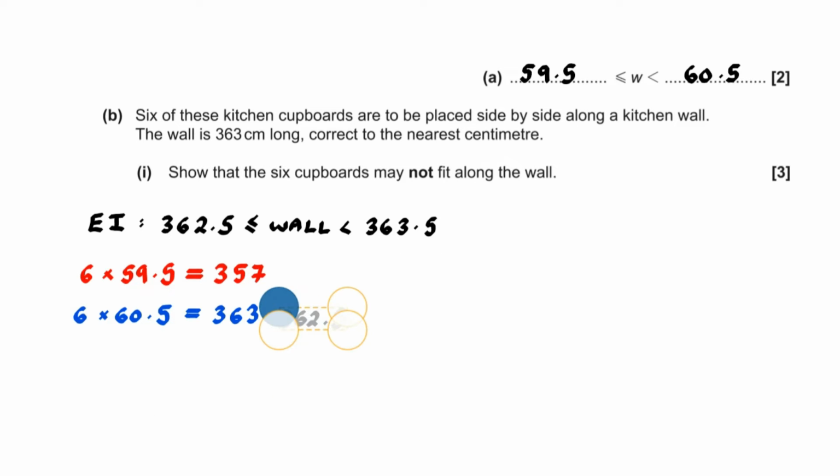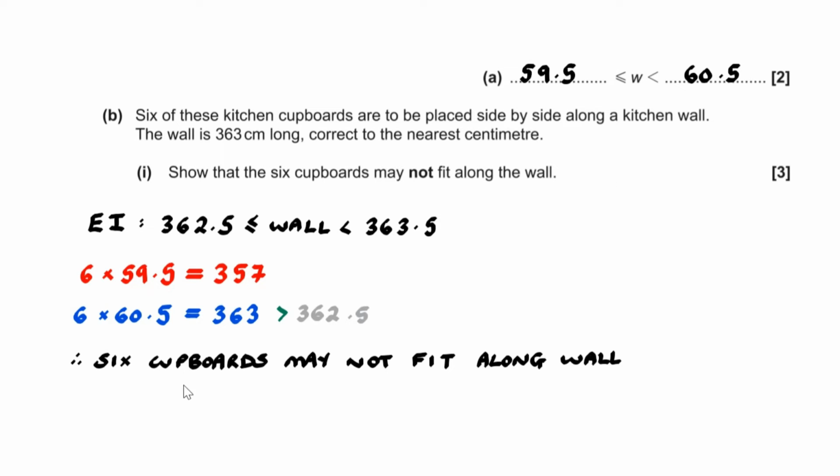because the 363 is larger than the 362.5, the 6 cupboards may not fit along the wall.